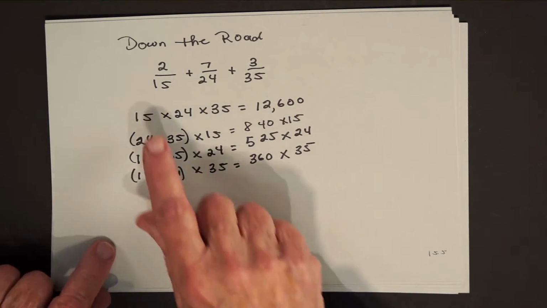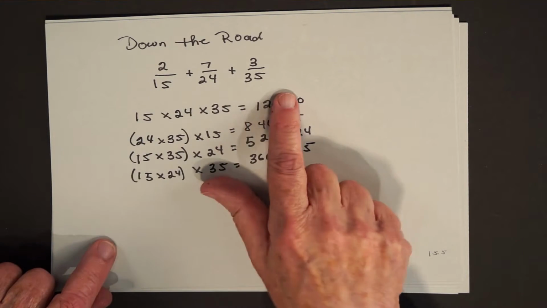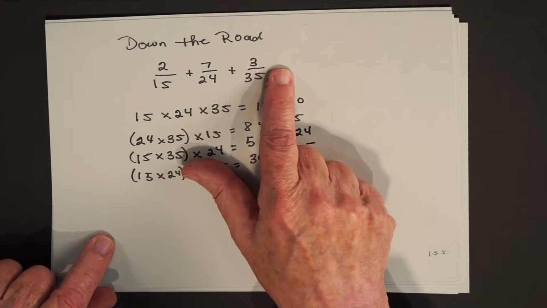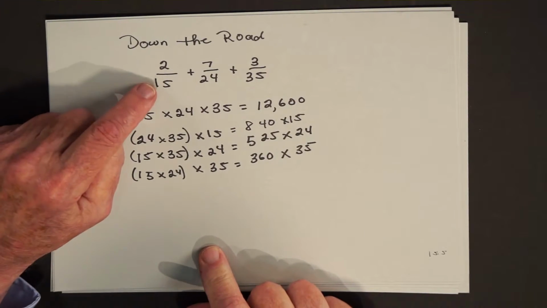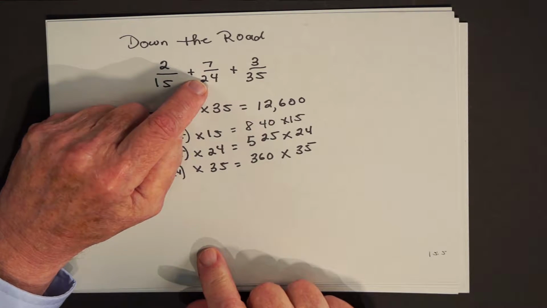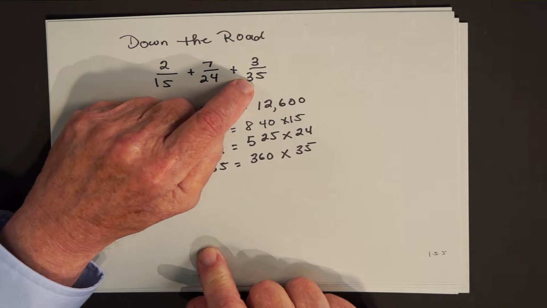And so somehow or other, you're going to have to add these together. And the problem is, you can't just add the 2, the 7, and the 3. Well, I mean, you can, but you get the wrong answer, because the 2 is modifying every $15, the 7 is modifying every $24, and the 3 is modifying every $35. So you have to find a common multiple of these.